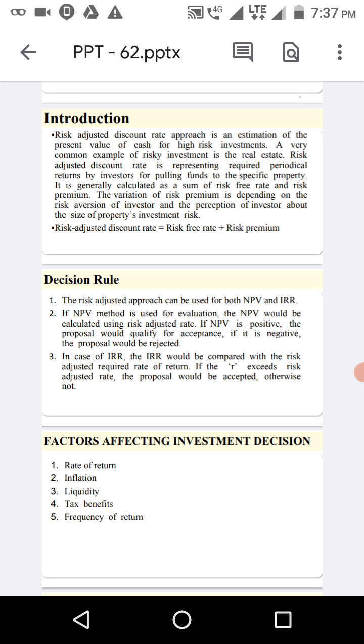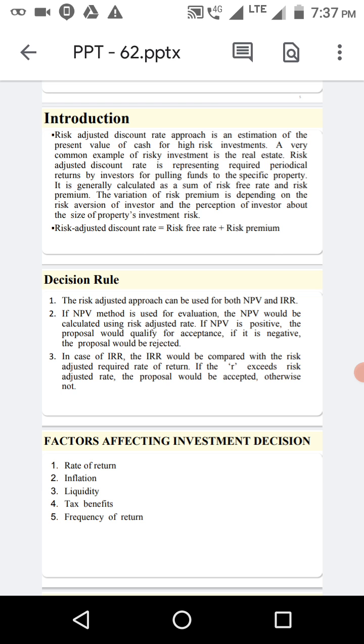It is generally calculated as the sum of the risk free rate and a risk premium. The variation of the risk premium depends on the risk aversion of the investors and the perception of investors about the size of the property's investment risk. Risk adjusted discount rate is equal to risk free rate plus risk premium.